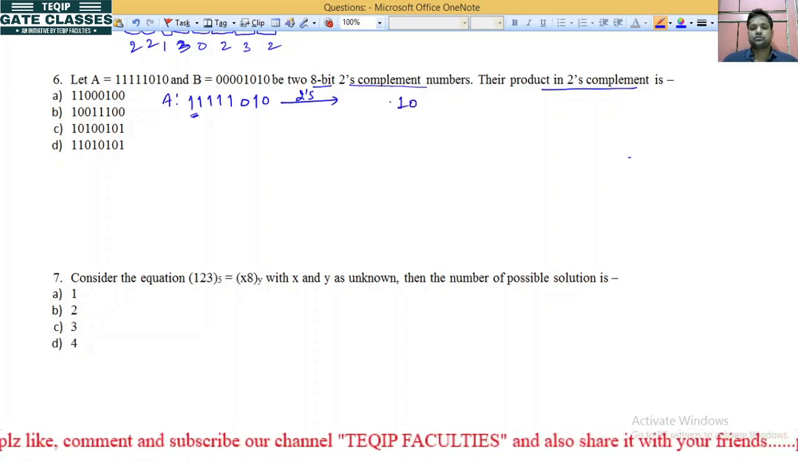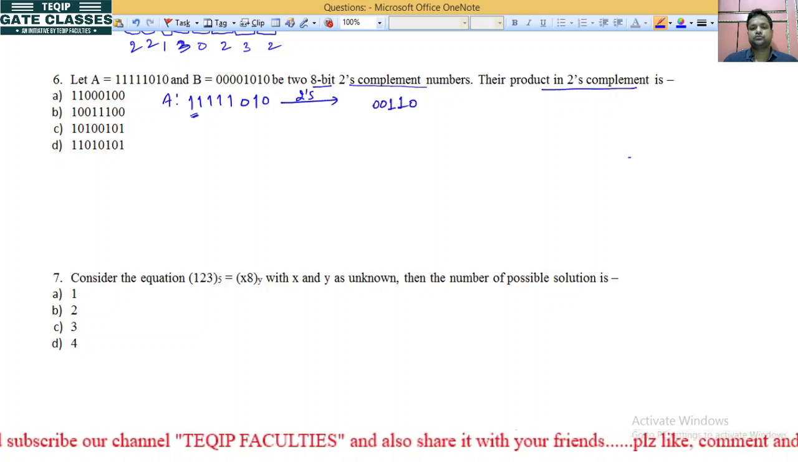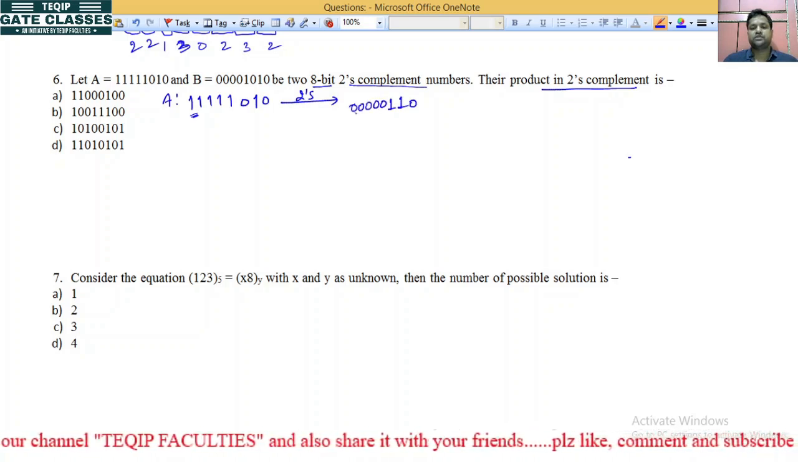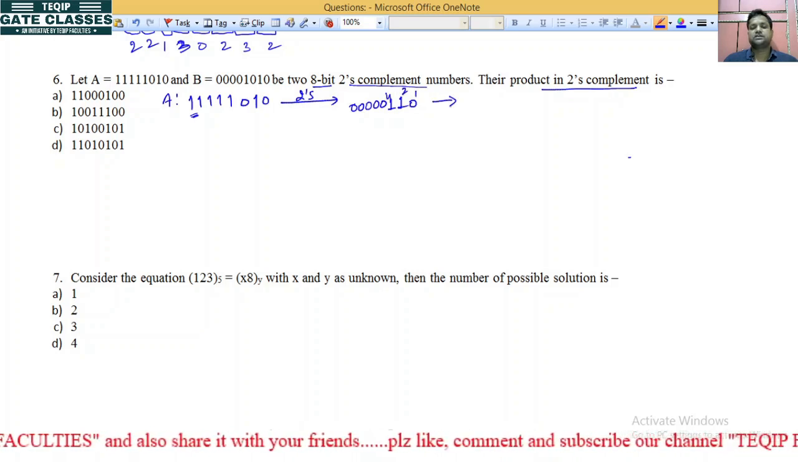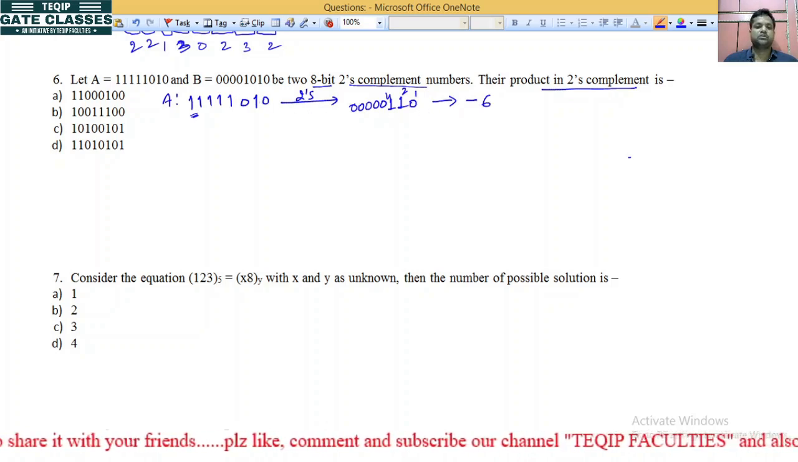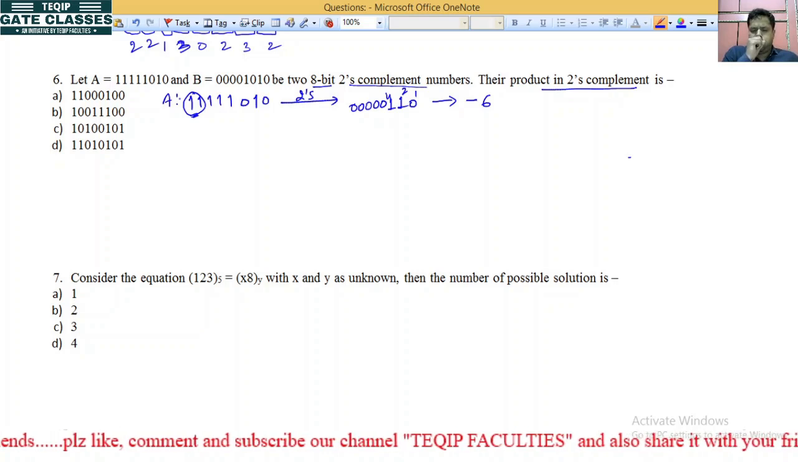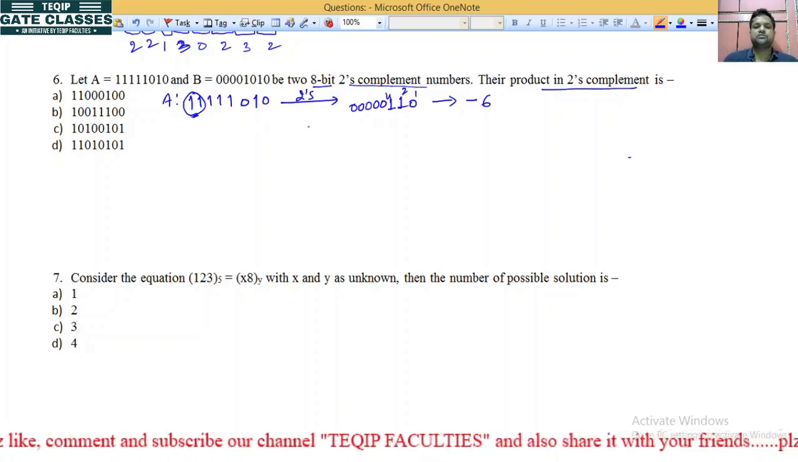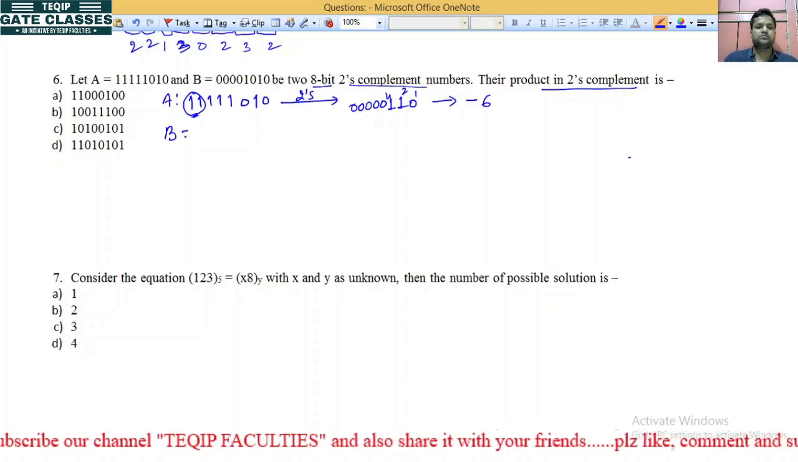So when the number is negative, we have to take the 2's complement to get the equivalent decimal number. So it will be 0 0 0 0 0 1 1 0. What will be the value? 2 plus 4, it will be 6. 6 means minus 6. Why minus? Because the MSB is 1. That's why it is minus. Now go for B.